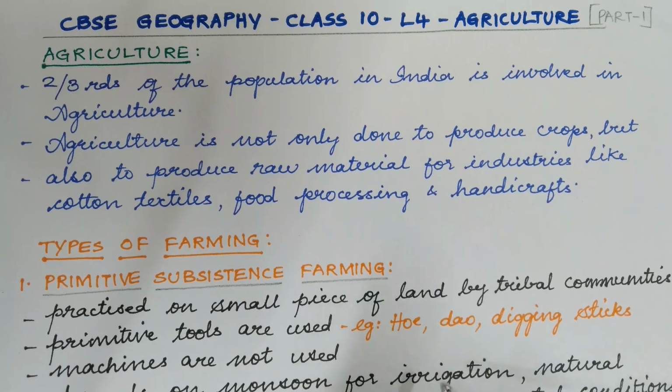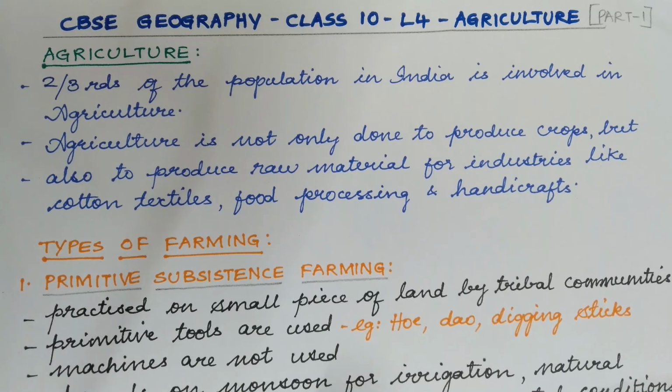Now this is practiced on a small piece of land by tribal communities. And primitive tools like hoe, dhow, digging sticks are used. Machinery is not used. Only plows are used but not tractors because the land area is very small.